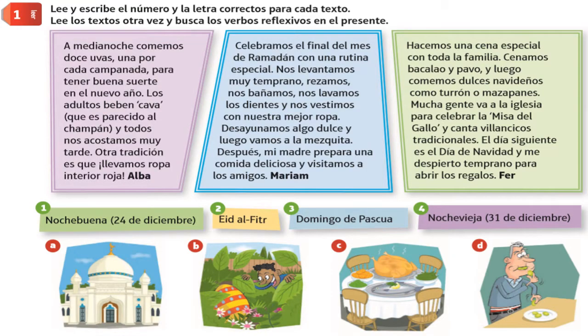On this slide, you're going to be looking at a couple of different festivals. So you've got the text from Alba, Mariam and Fair. They're talking about different festivals or celebrations, and what you need to do is match the 3 boxes to either 1, 2, 3 or 4, which is going to be the name of the festival. Then you're also going to match it to the picture of the activity that they do during that festival.